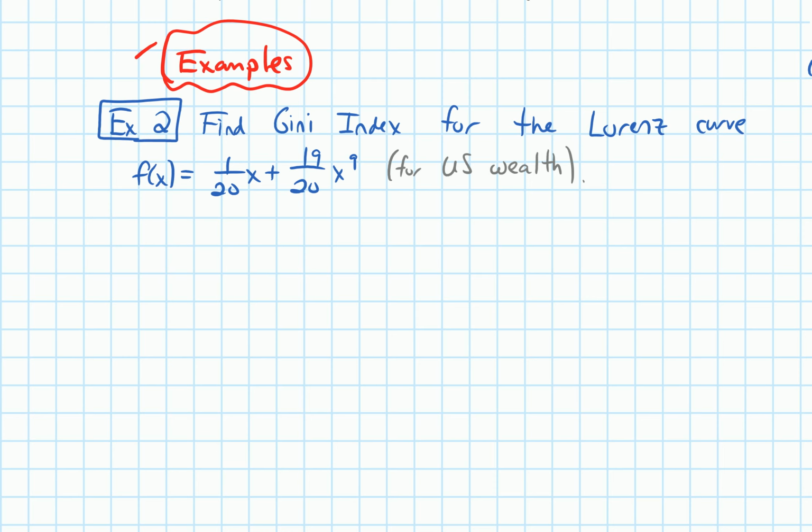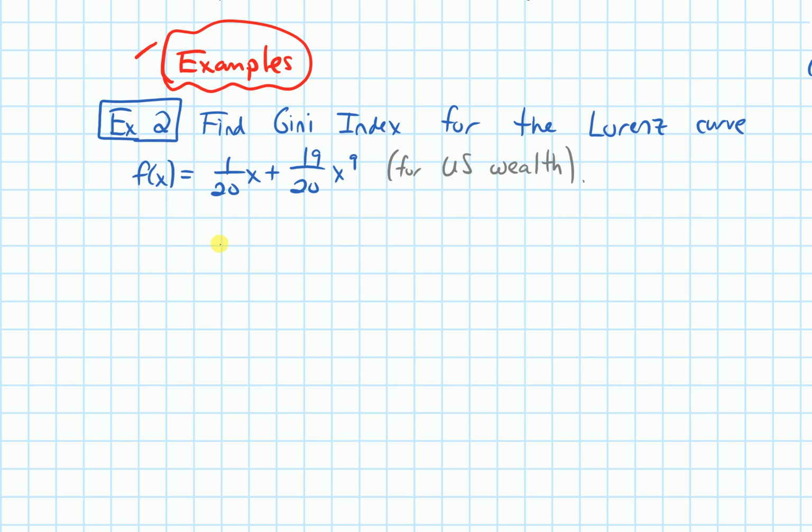So in this example, let's find the Gini Index for the Lorenz curve, f of x equals 1 over 20 x plus 19 over 20 x to the 9. And we saw this Lorenz curve in a previous video of this section. It was for US wealth. Okay, so let's remember our formula for the Gini Index.